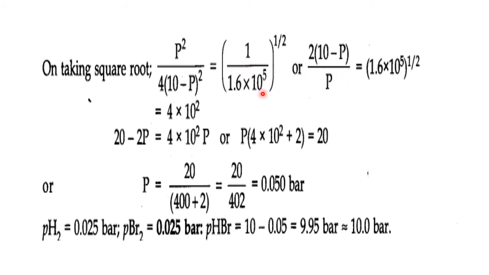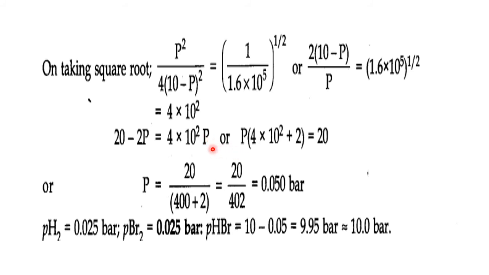So that gives you, in this 10 to the power of 5, you keep 10 to the power of 4 into 10. Then you bring this side. 1.6 into 10 equal to what? 16. 16 square root is 4. And 10 to the power of 4 square root is 10 to the power of 2. Okay. So 20 minus 2p equal to 4 into 10 to the power 2 p.